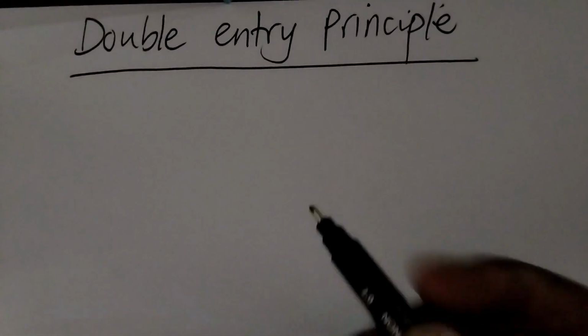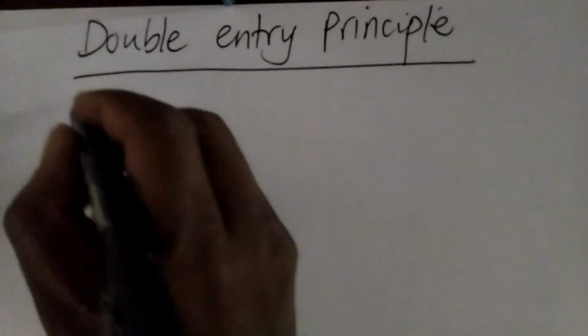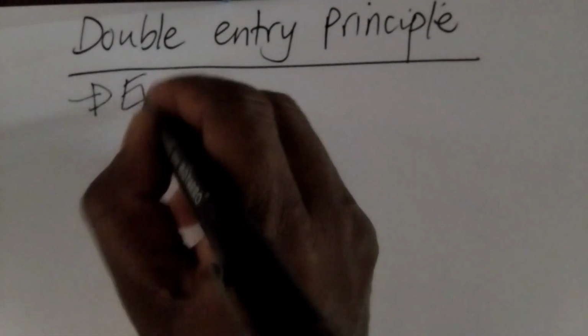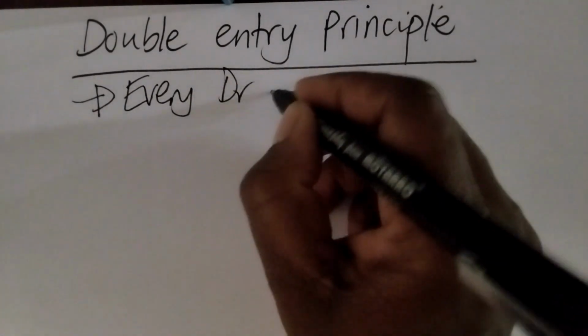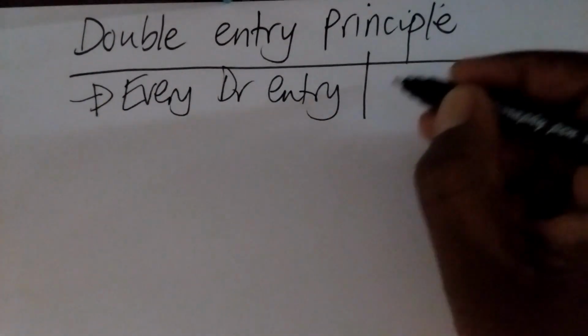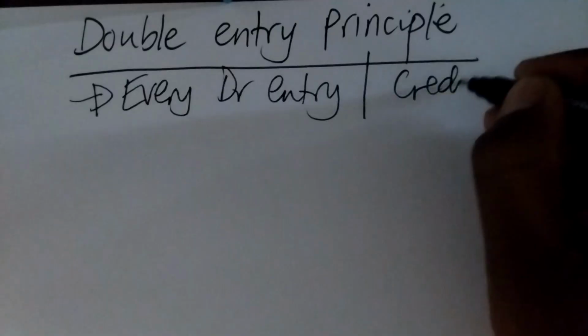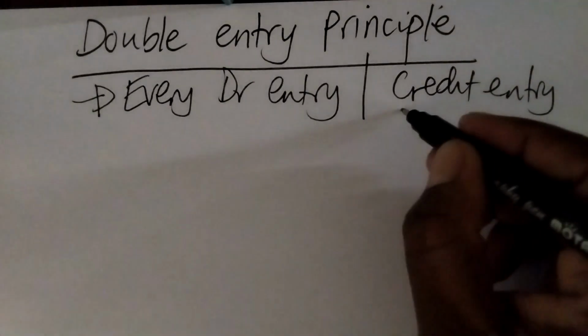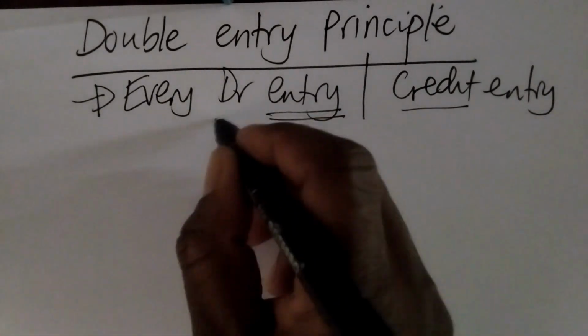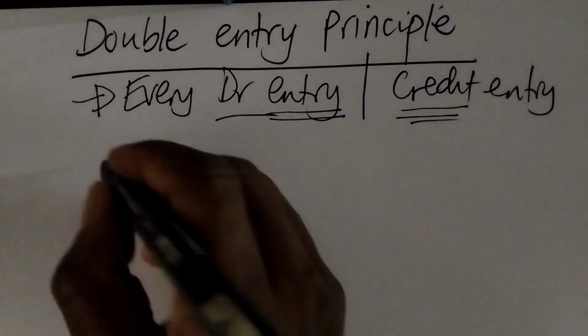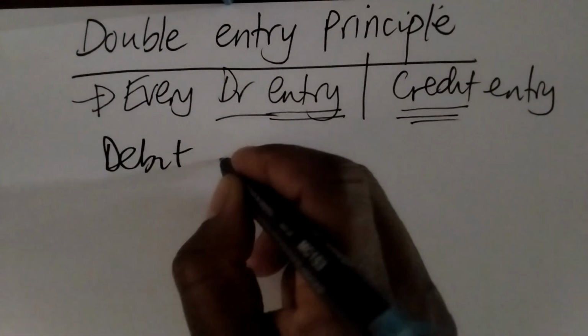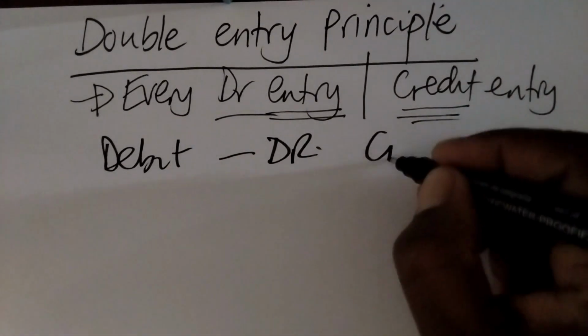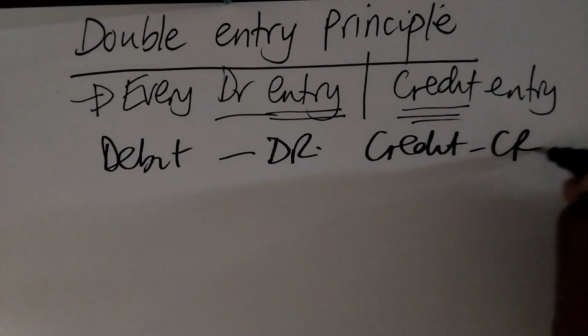One of the most important accounting principles is the double entry principle. According to the double entry principle, every debit entry that you have in your general ledger must have a corresponding credit entry. Right? So whenever you're recording financial information in the general ledger, there must always be two legs. There's a debit entry and then there's a credit entry. So your debit is represented by DR, and your credit is represented by CR.